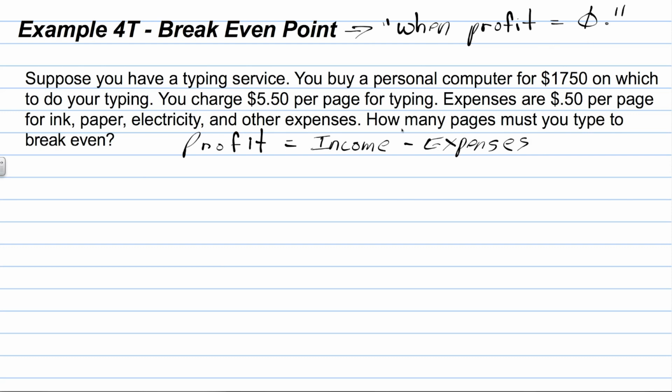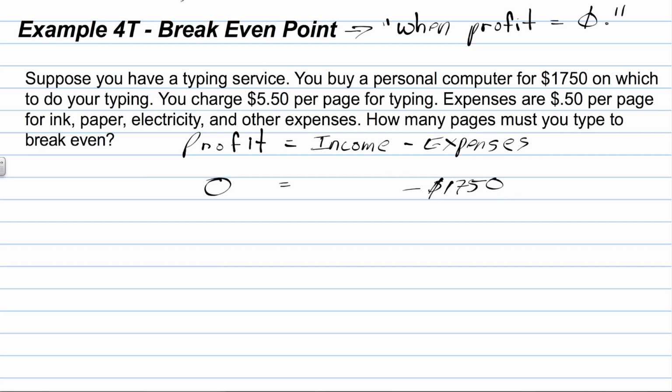So when the profit is equal to 0, for profit we're going to put in 0 is equal to, now we have to figure out income, and we need to figure out something for expenses. Now, you buy a personal computer for $1,750. That's an expense. That's a one-time expense. That's a constant expense. So we're going to put that in here for our expenses, $1,750. We're going to subtract that from our income.